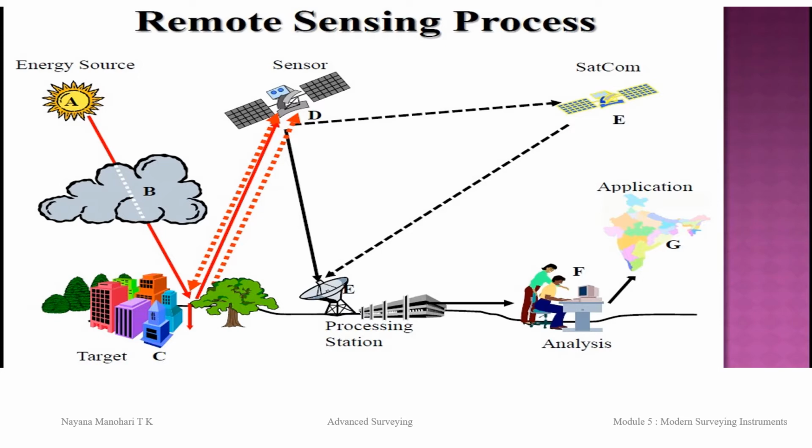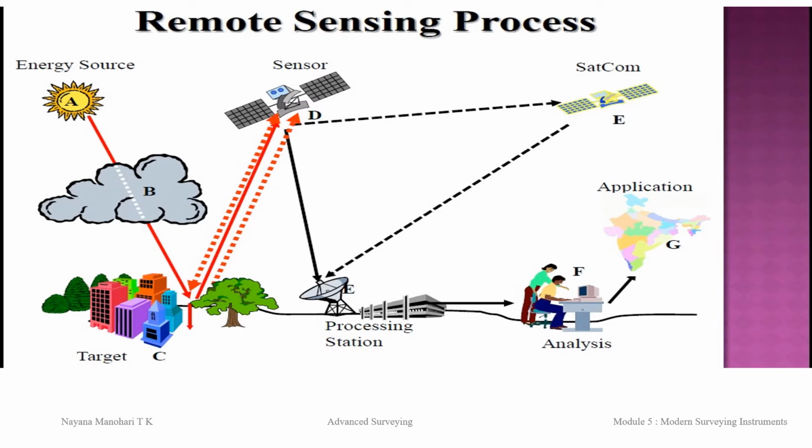Next, from D it reaches E. There, transmission, reception and processing will occur. The energy recorded by the sensor has to be transmitted, often in an electronic form, when it reaches from D to E. In electronic form it reaches E, a receiving and processing station, where the data is processed into an image. The data products are classified into two categories: photographic product or digital product.